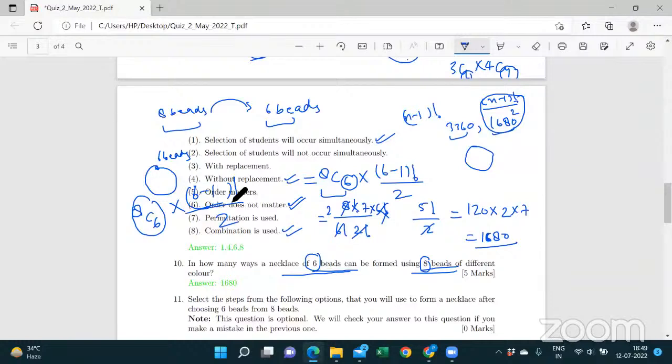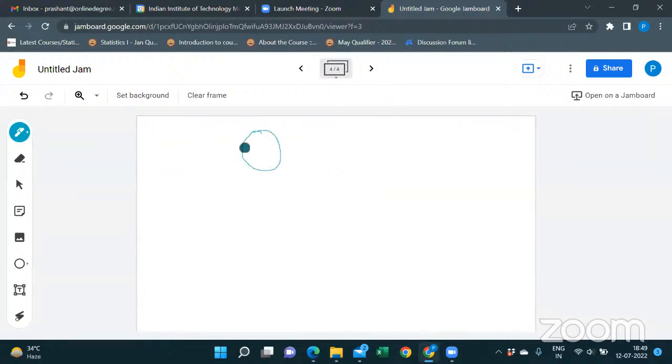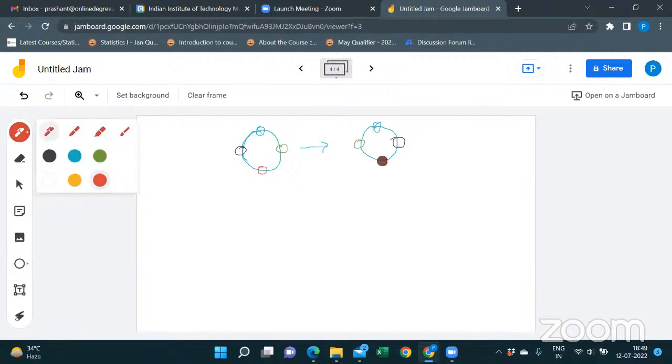Suppose you have a necklace. If you see its mirror image, it will look the same, right? But here all the beads are different. Okay, I agree. But in the case of beads, suppose this is one color, this is the second color, this is the third. I'm taking only 4 for now. Now, what will be the mirror image of these beads? It's interchangeable. This will be the mirror image.